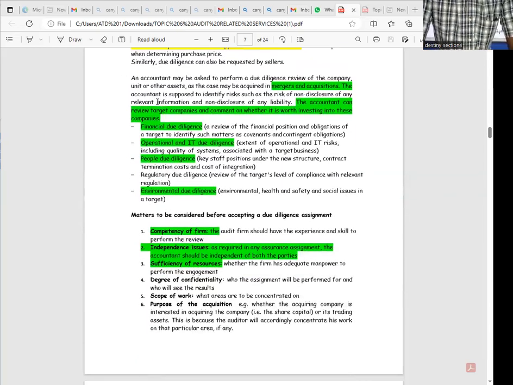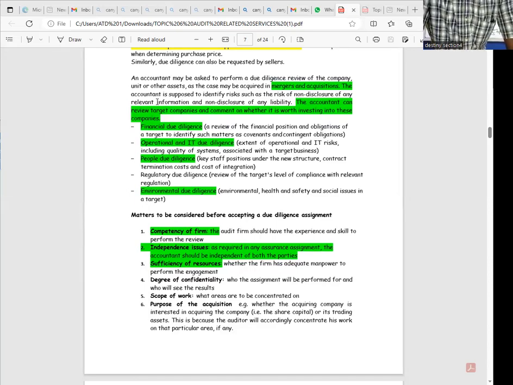Similarly, due diligence can be requested by sellers. An accountant may be asked to perform a due diligence review of the company, unit, or other assets as the case may be, acquired in mergers and acquisitions. The accountant is supposed to identify risk, such as the risk of non-disclosure of any relevant information and non-disclosure of any liability. The accountant can review target companies and comment on whether it's worth investing into these companies.